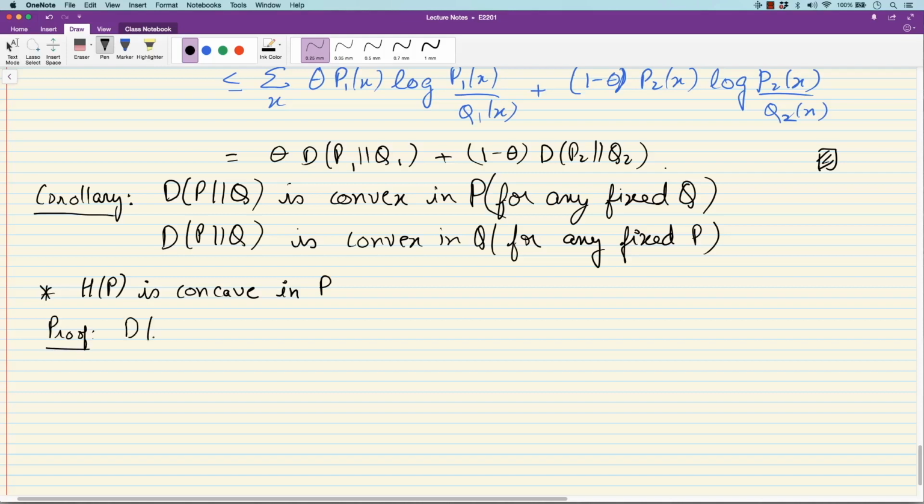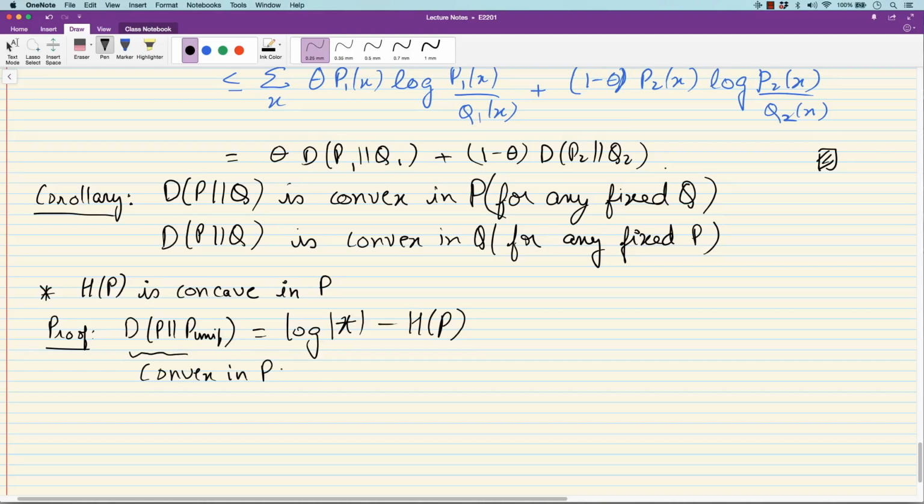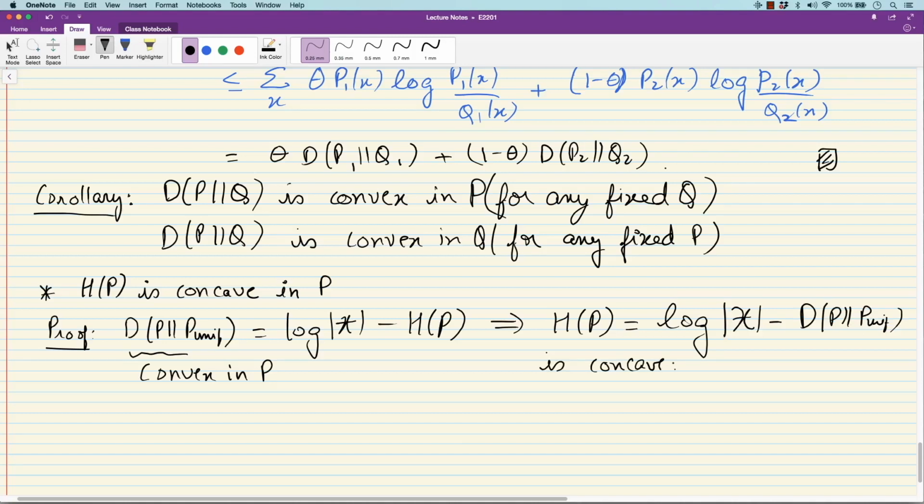D of P, with P from a uniform distribution, is convex in P. Therefore H of P is log x minus D of P, with P uniform, and that's concave in P, because it's some constant minus this, and constants don't change the shape. Okay, so entropy is a concave function of P. This is a very important property.